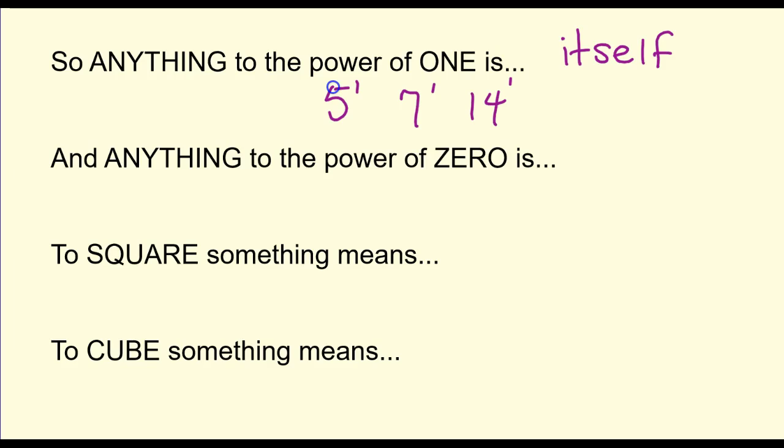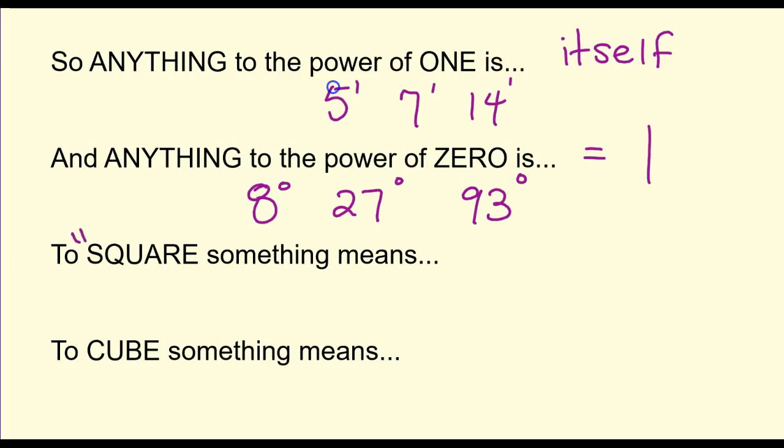Okay. Anything to the power of 0, like 8 to the power of 0, or 27 to the power of 0, or 93 to the power of 0, is always just going to be equal to 1. Doesn't matter what it is. If it's raised to the power of 0, I get 1. We'll talk about that a little bit more in class.